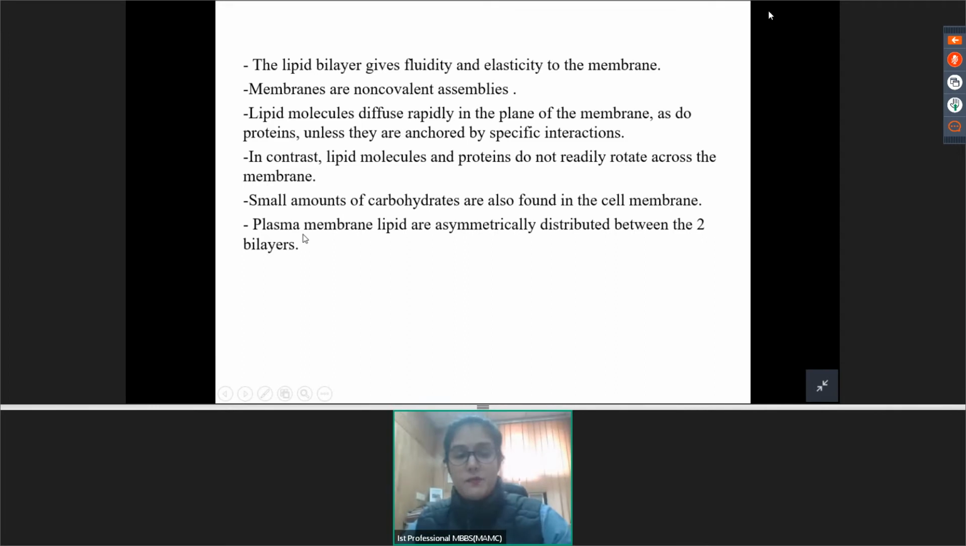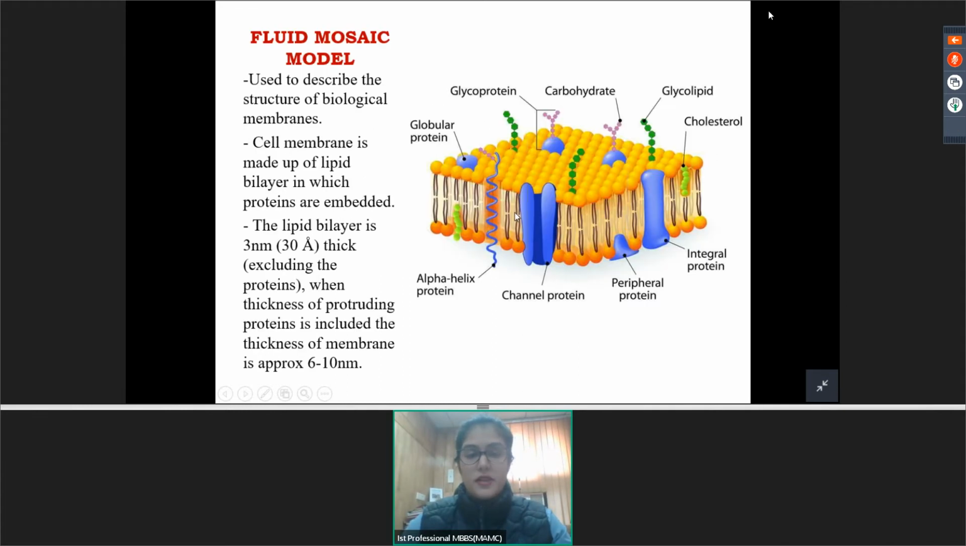Then this point is very important. Plasma membrane lipids are asymmetrically distributed between the two bilayers. This means that the lipid composition of these two layers is not the same. The lipids that are present in the outer leaflet are different from the lipids that are present in the inner leaflet.